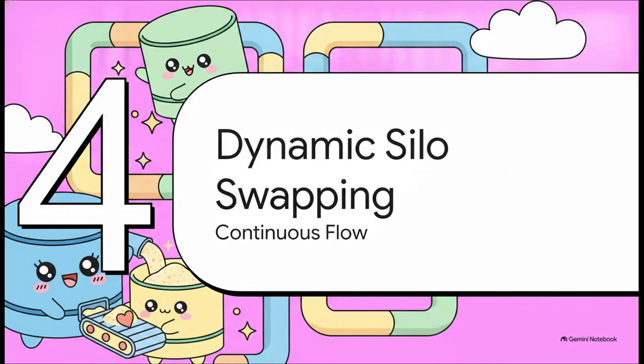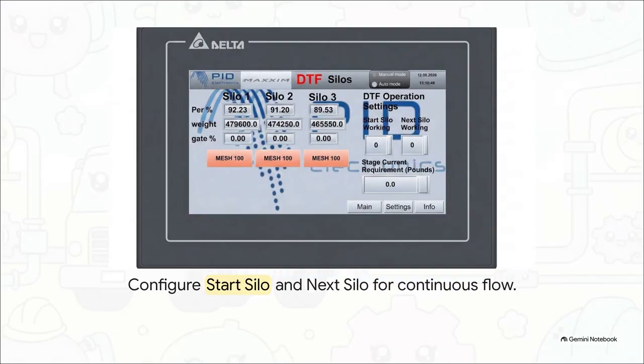Which brings us to Section 4, Dynamic Silo Swapping. This feature is an absolute game changer for continuous flow. You just tell the system which silo to drain first and which one to automatically jump to when that first one runs dry. But hey, consider this a massive operational warning. The system does not auto-validate mesh compatibility. It is going to blindly swap to whatever silo number you input. You have to independently verify that your backup silo holds the exact same sand type before you set this up.